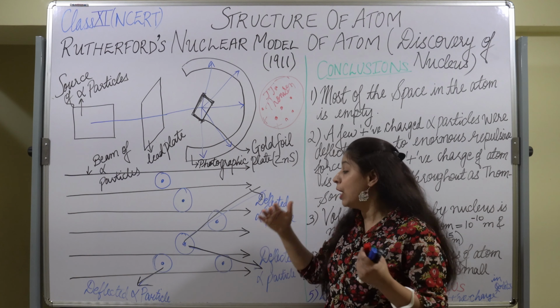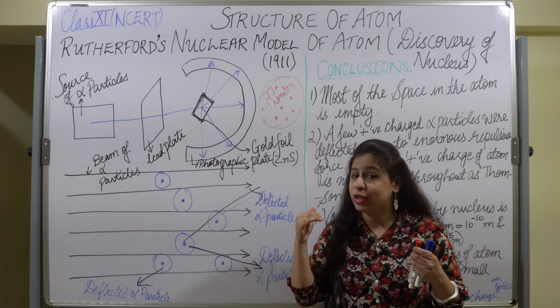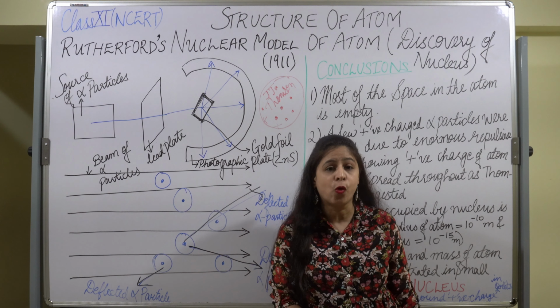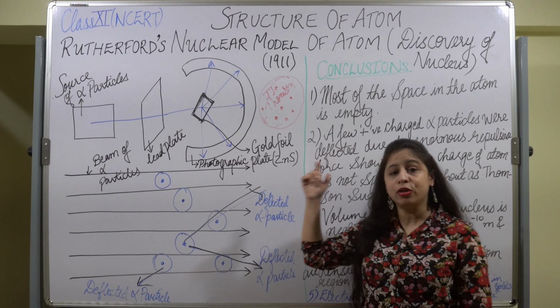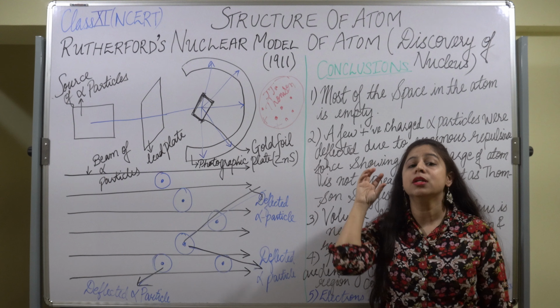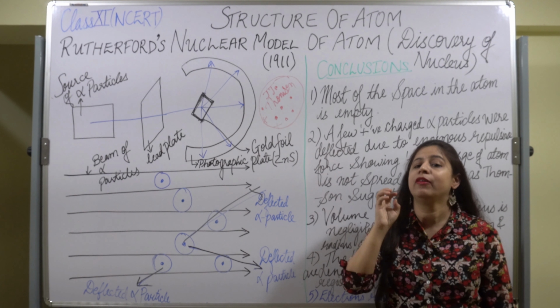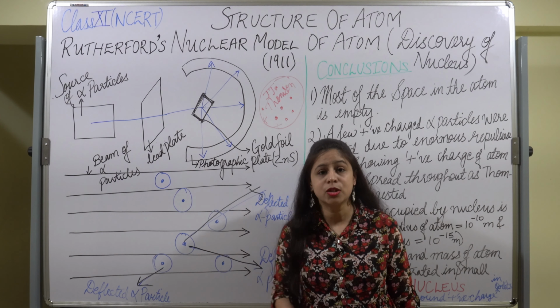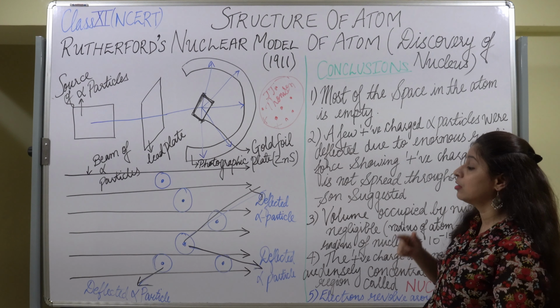if the alpha particles are being scattered, if they are deflected by some angle, that means they are getting some repulsive force, and the repulsive force is not throughout the atom, but somewhere in the atom there is a repulsive force. He made the conclusion in this way. Then he made the third conclusion.